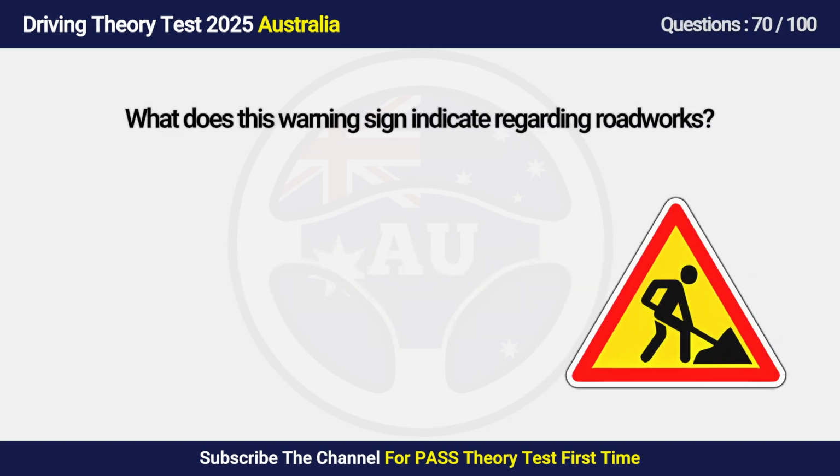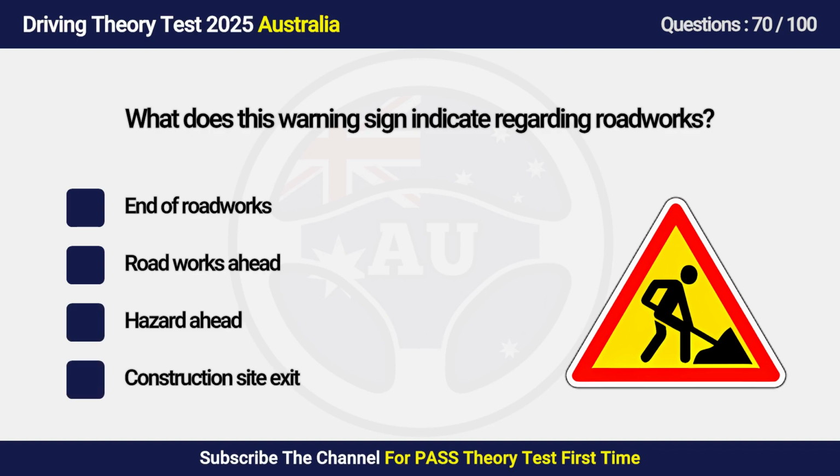Question 70. What does this warning sign indicate regarding roadworks? A. End of roadworks. B. Roadworks ahead. C. Hazard ahead. D. Construction site exit.